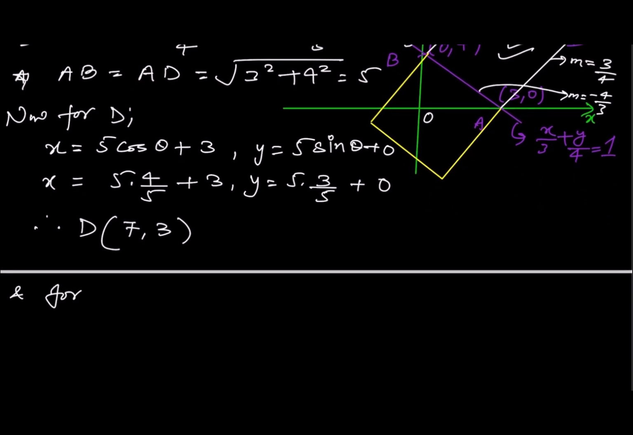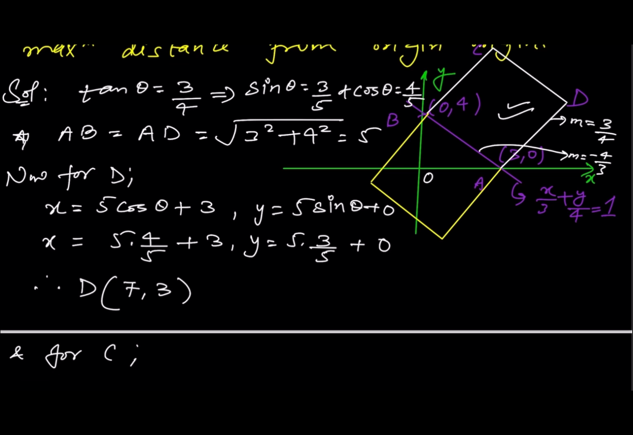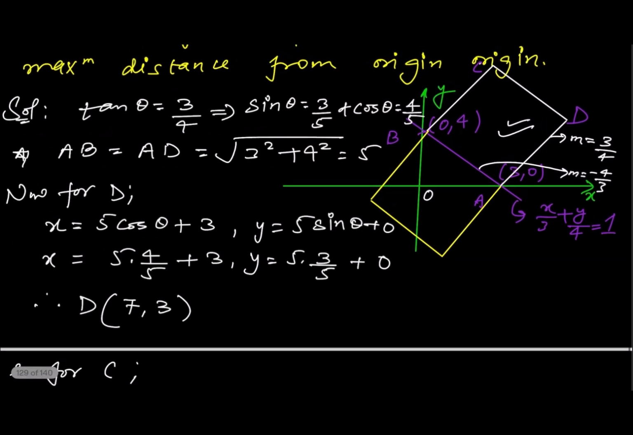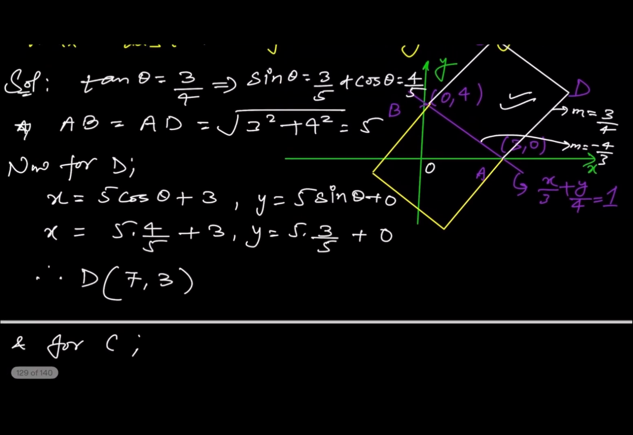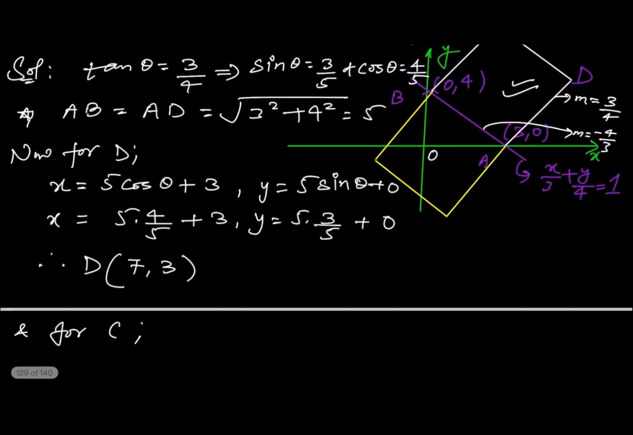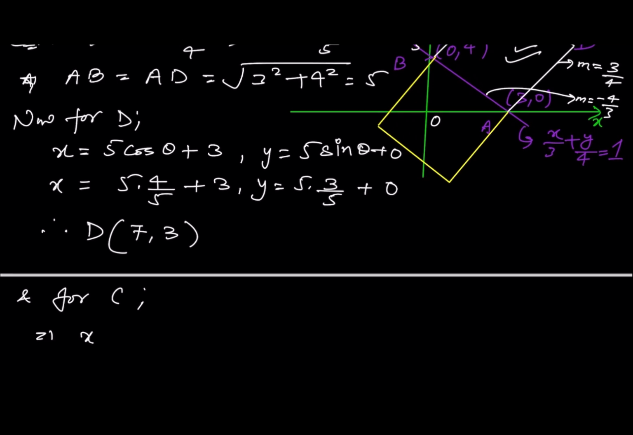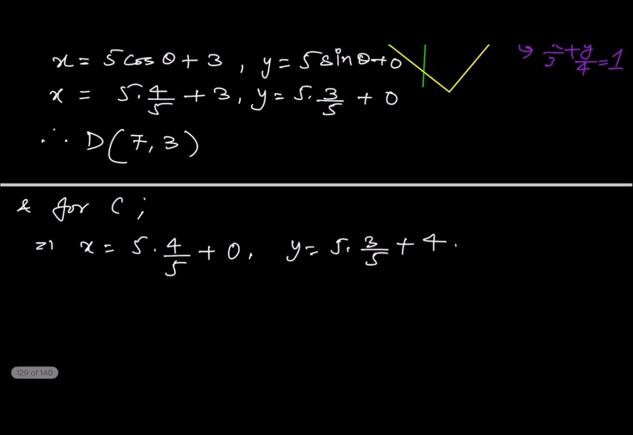And for C, cos theta and sin theta are same because BC and AD are parallel, and r is also same. x1, y1 are 0 and 4, so x is equal to 5 into 4 by 5 plus 0, and y is equal to 5 into 3 by 5 plus 4. So C will be 4 comma 7.